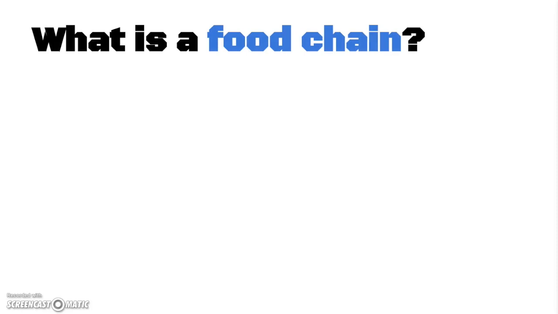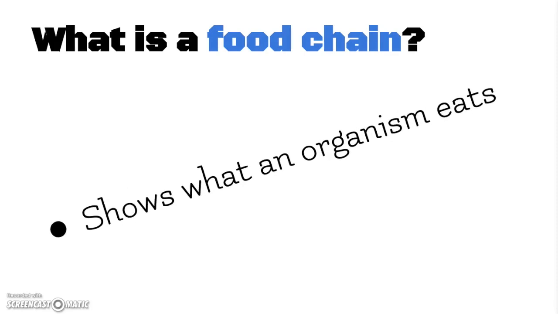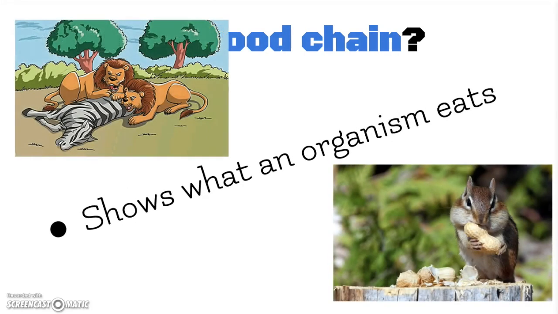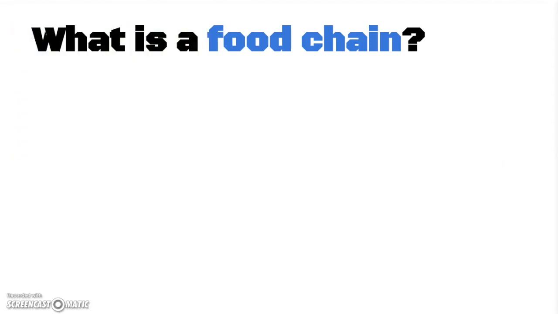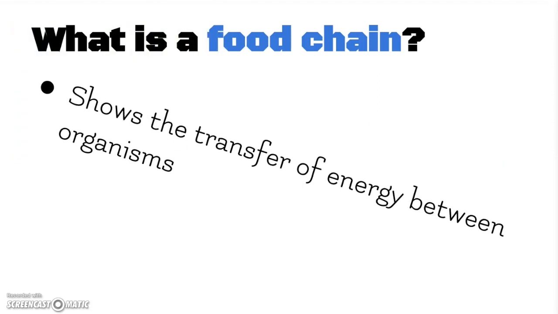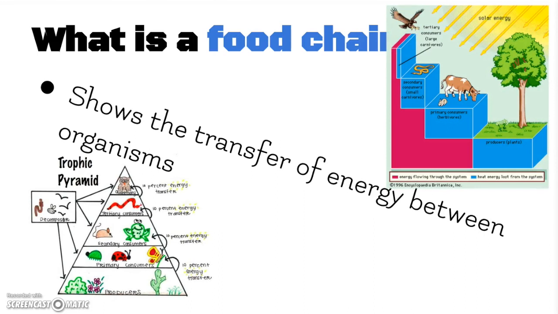What is a food chain? A food chain is a diagram that shows what an organism eats, and it also shows the transfer of energy between organisms. An organism is a living thing.